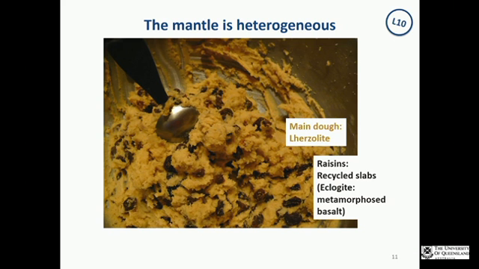And the interesting thing is that when we melt our cookie dough, the raisins, or the recycled slabs, or the basalt, melt first. So when we have alkaline basalts, we are preferentially melting the raisins. If we increase our melting rate, we might be able to also melt the rest of the lherzolite. Okay? So the mantle is solid, and it is also heterogeneous. And because we are partially melting a heterogeneous source, we get a broad range of compositions in our produced partial melts or basalts. Yeah?